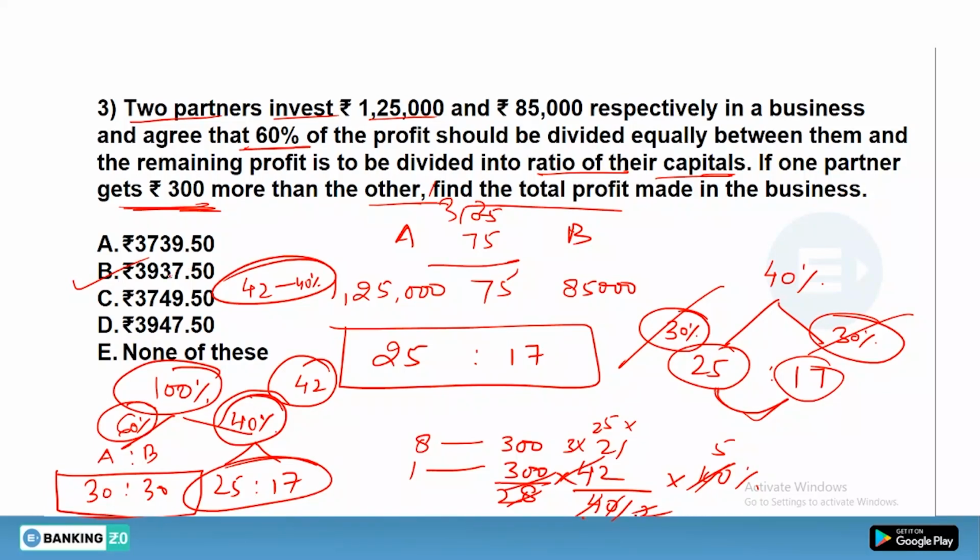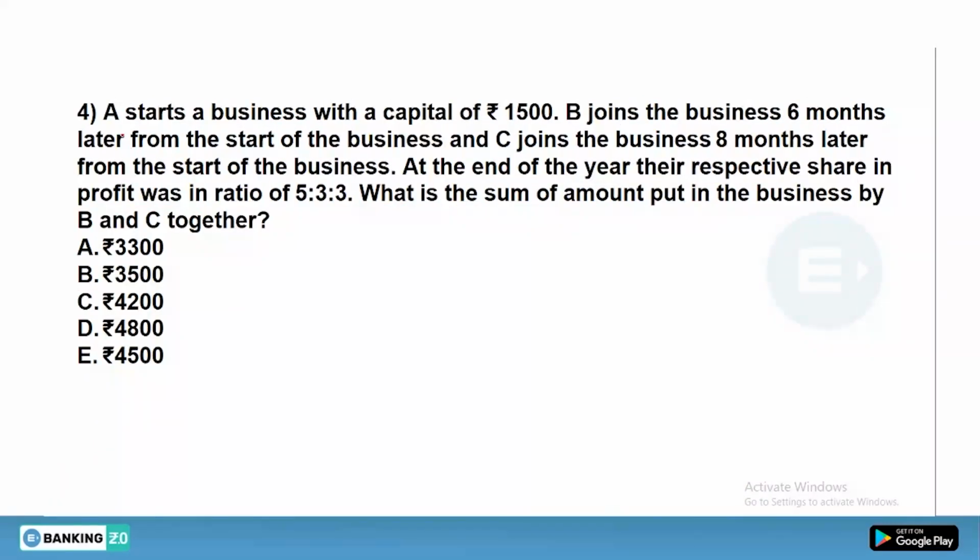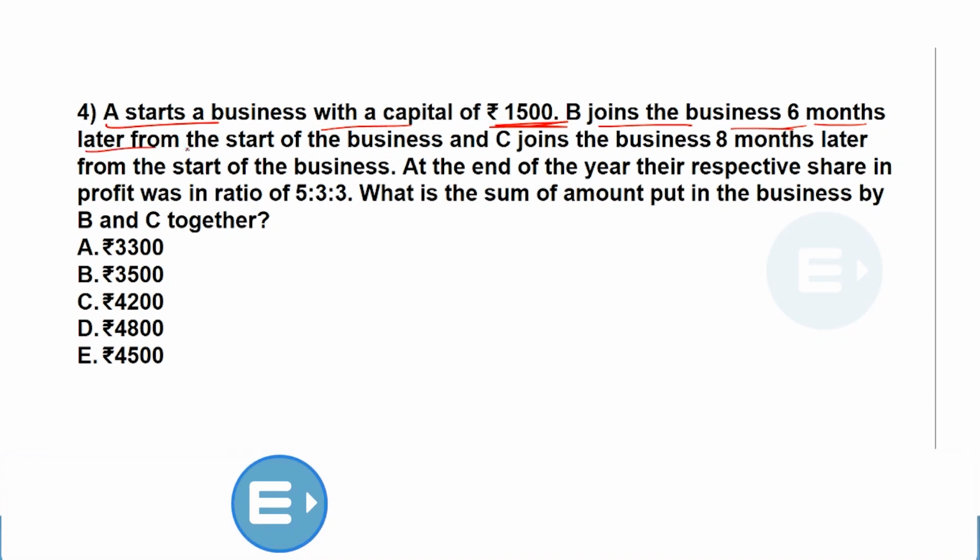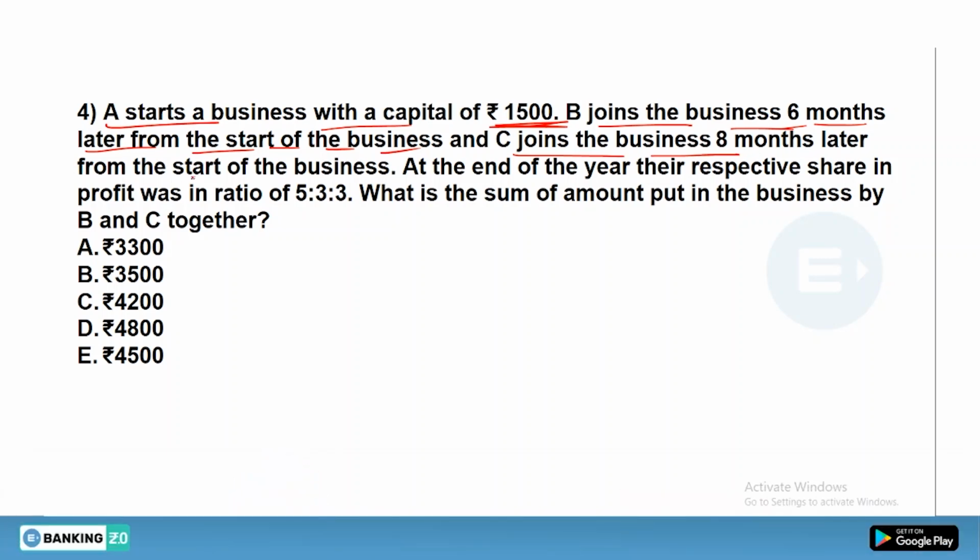All right. Let's hope this question is very easy. All right. Let's move on to the next question. As you can see, A starts a business with a capital of 1500. B joins the business 6 months after the start of the business, and C joins the business 8 months after the start of the business.